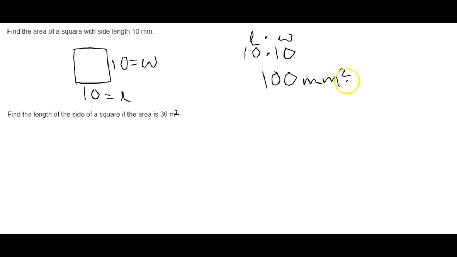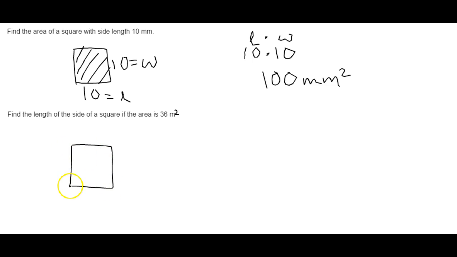Area is always squared. Trying to find this two-dimensional space means we need to show that it is a squared area. They could say 10 square millimeters as well. They don't have to write the little 2 above if they actually use the word square. So they can switch it up a bit and make it a little harder by saying to find the length of the side of a square if the area is 36 meters squared.